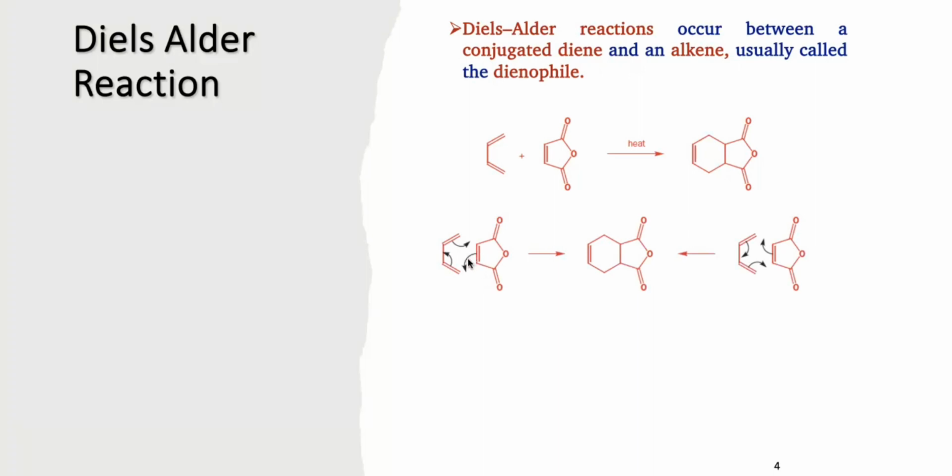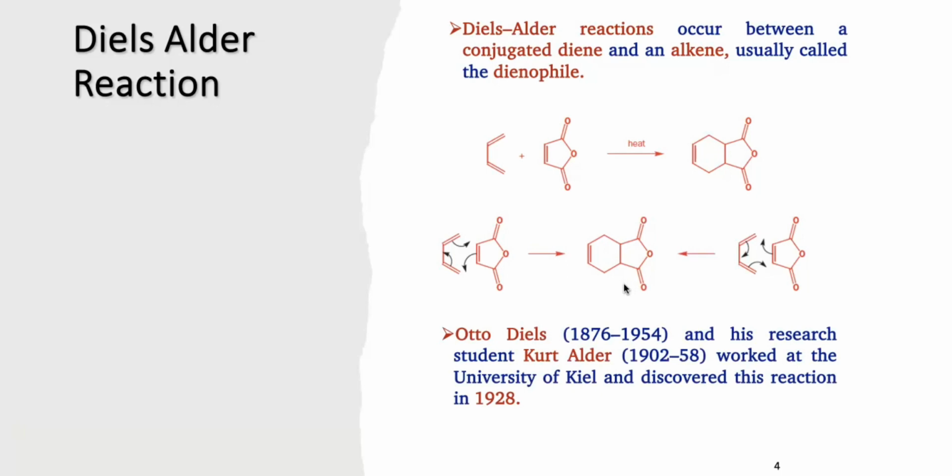The electron distribution will take place as shown by the arrows. It can be in this clockwise manner or in the anti-clockwise manner, but it will result in the formation of this cyclohexene as the major product. It was Otto Diels and his research student Kurt Alder, who worked at the University of Kiel, who discovered this reaction in 1928, and for this they were awarded a Nobel Prize in 1950.